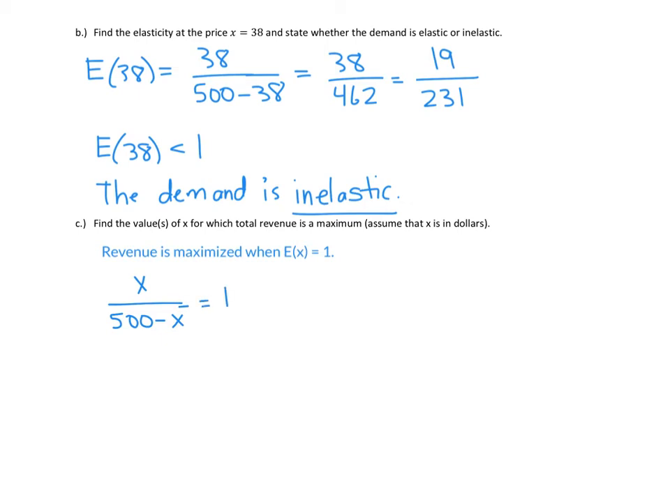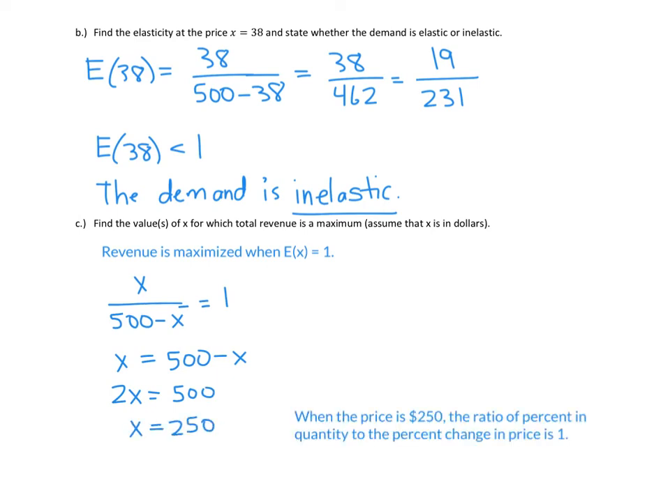We can multiply both sides by the denominator, 500 minus x. When we do that, we have x equal to 500 minus x. Adding x to both sides, 2x equals 500. Dividing both sides by 2, x equals 250. We are told to assume that x is in dollars.